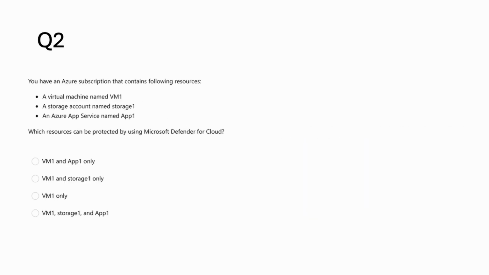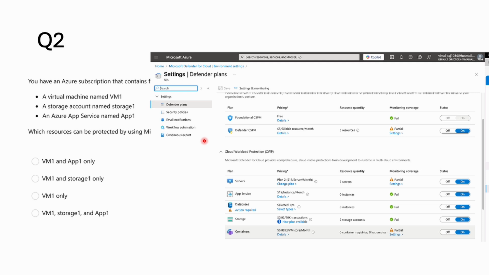Okay, now the next question is: you have an Azure subscription that contains the following resources: a virtual machine named VM1, a storage account named storage1, and an Azure app service named app1. Which resource can be protected by using Microsoft Defender for Cloud? Defender for Cloud is a cloud-based service, a Defender service for cloud resources, which protects your infrastructure as a service and platform as a service. Not only this, you can extend the protection to your hybrid and multi-cloud as well. To explore what it supports, go to the settings of Defender for Cloud and explore the Defender plans. Under the Defender plans, you will have clear visibility of what it protects.